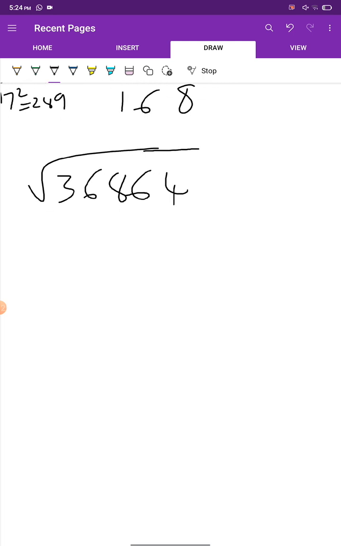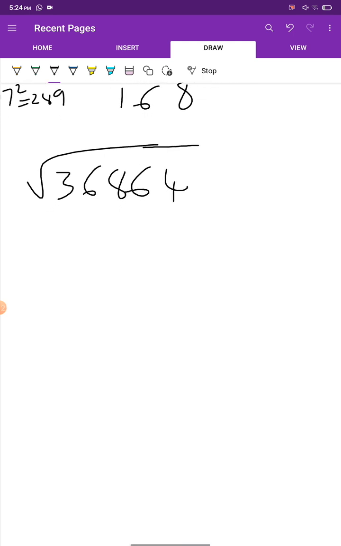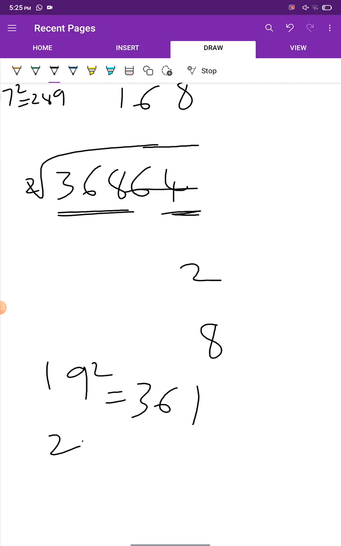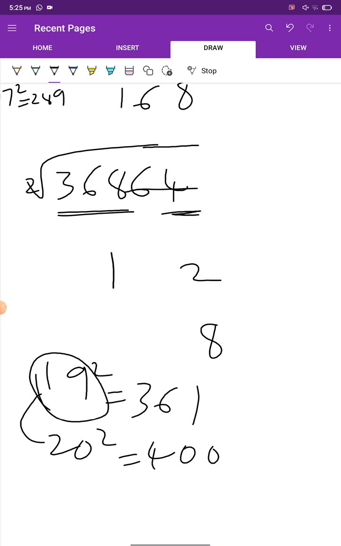And now this is our last question. If we see the last digit, it could be the square of 2, it could be the square of 8. We should ignore the last two digits because it is a square root. I need to check between which squares 368 lies. We know that 19 square is 361, 20 square is 400. So it lies between 19 square and 20 square, but we need to choose the lower number square, that is 19. So our answer could be 192 or 190.